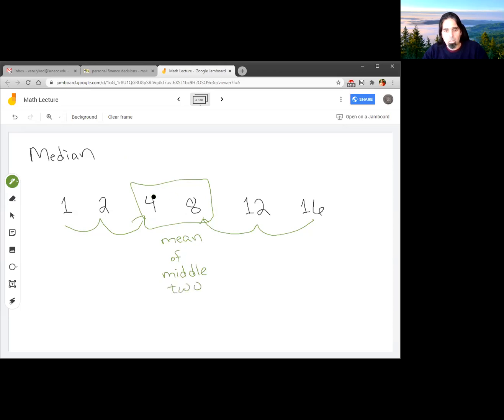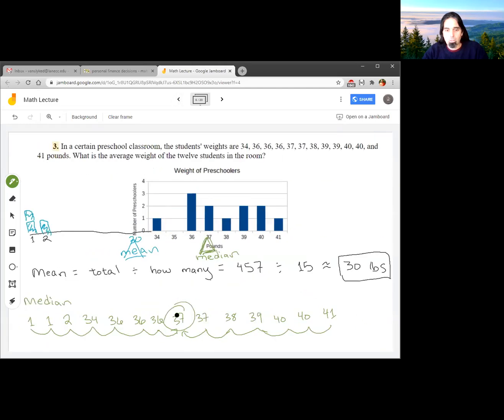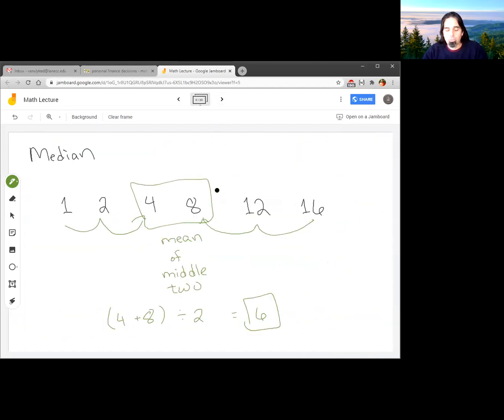Since there isn't one thing that's definitely the middle, then I'll say we'll take 4 and 8 and add them together, divide by the 2 because there's 2 of them, and we'll get 6. And now I'm done. Now I have defined the median. Either there's one thing in the middle, then I just pick it, and that's the median, or I have an even number of objects in my group. There'll be 2 that are equally middle, so I add them up and divide by 2.